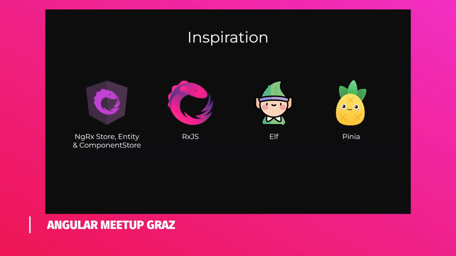It's also important to mention that the NgRx Signals package is inspired by some existing state management solutions. It's inspired by NgRx Store, NgRx Entity and Component Store. It's also inspired by RxJS. If you take a look at RxJS version 8, you can find the pipe function, and patchState works in a very similar way. The pipe function accepts an observable as the first argument and a sequence of operators as rest arguments. In the case of patchState, for example, we pass the store as the first argument and a sequence of updaters as rest arguments. It's also inspired by Elf.